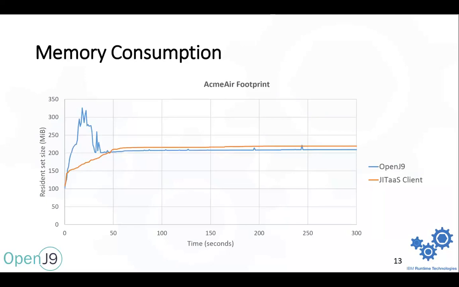It's important to note that this is graphing memory usage on the client side. So for JIT as a service, there is a server somewhere else running the compiler, and it's obviously using memory. So there is no free lunch here. We didn't manage to cut memory usage by hundreds of megabytes. We've essentially shifted it.